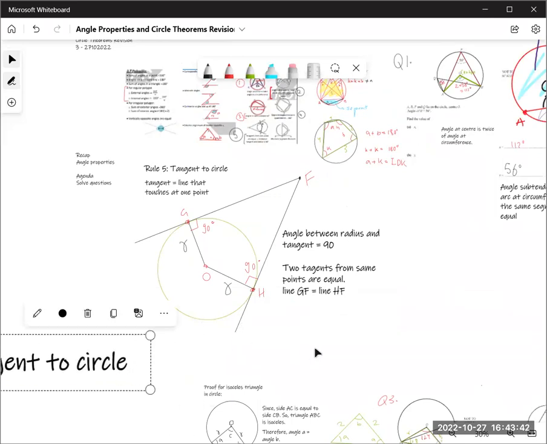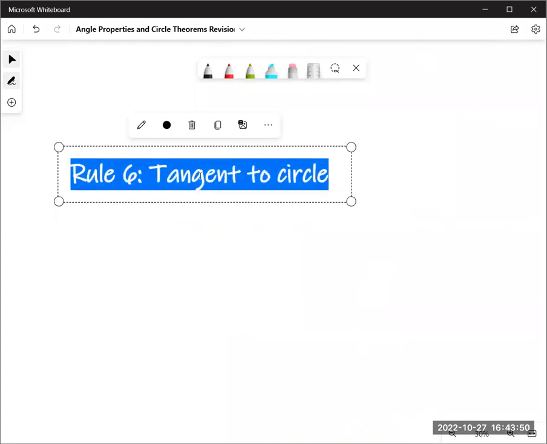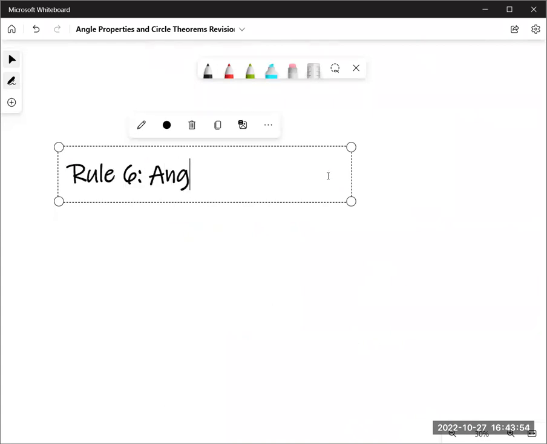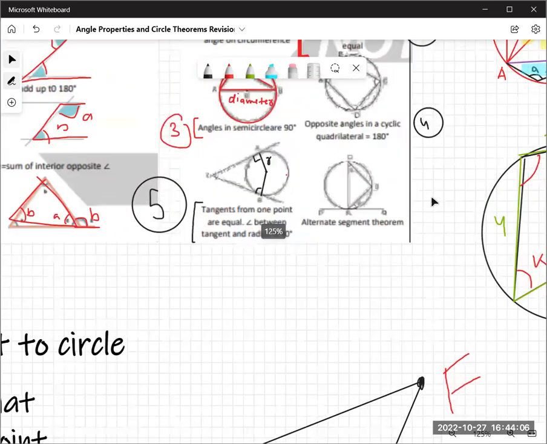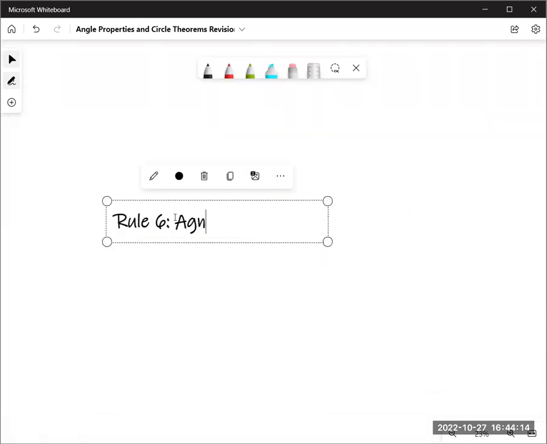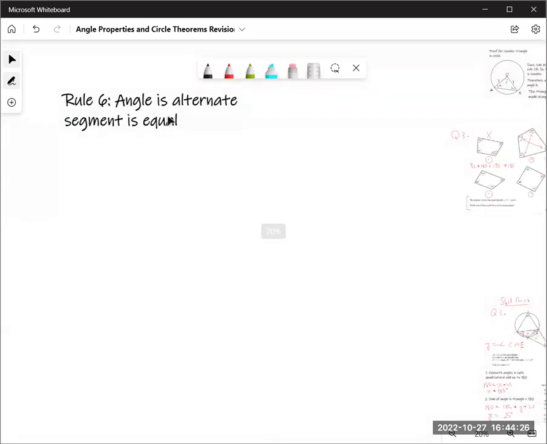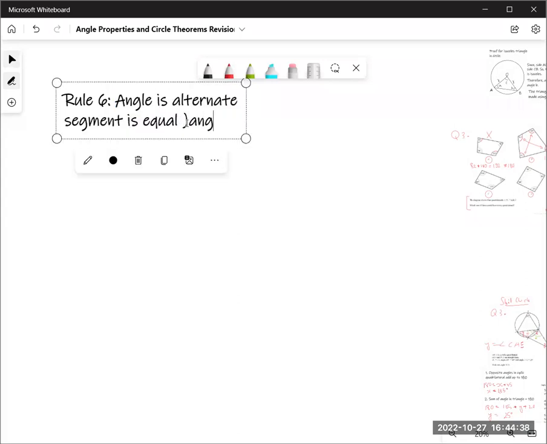Yes, sir. Rule 6 is the final one, which is, let's add it right here. Angle in opposite segment is equal. Or not opposite, sorry. Write it differently. Angle in alternate segment is equal. And this is called alternate segment theorem.